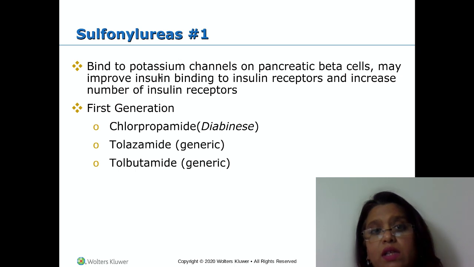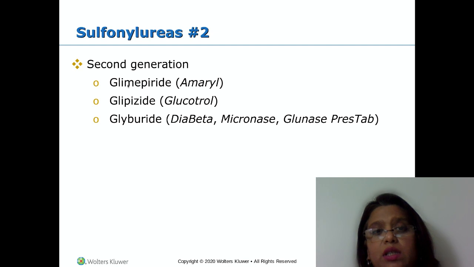So first generation sulfonylureas are tolbutamide, and it's very commonly used. Then chlorpropamide. Second generation: glimepiride, glipizide, and glyburide, commonly used medications, very commonly used medications.